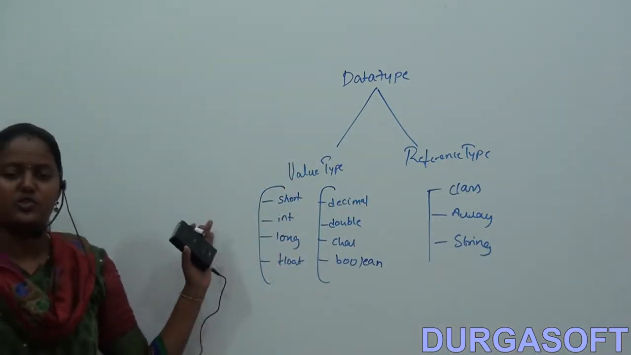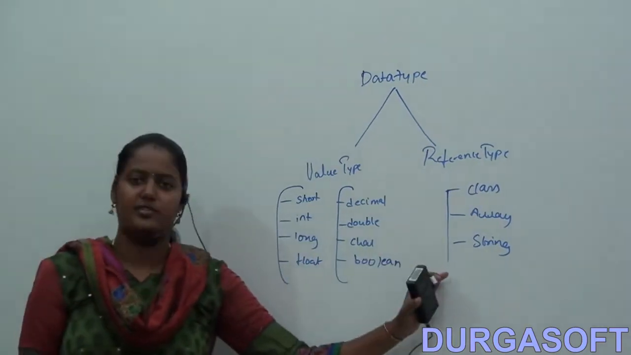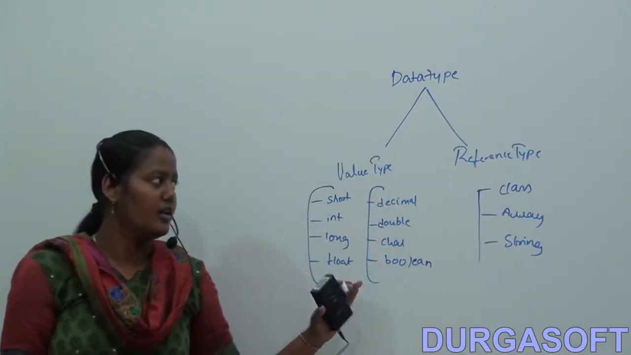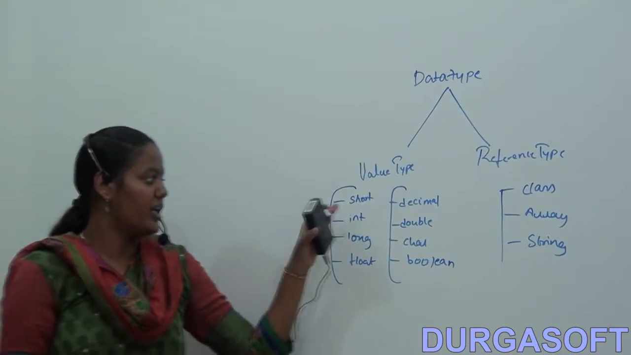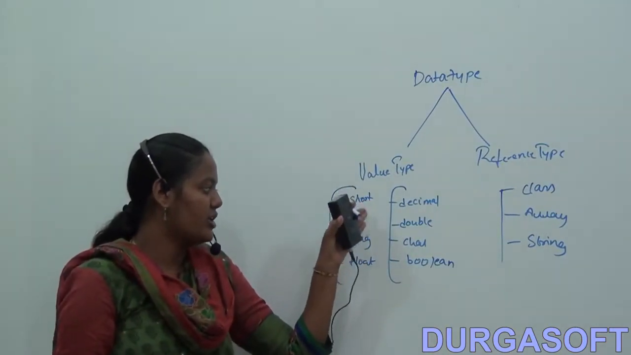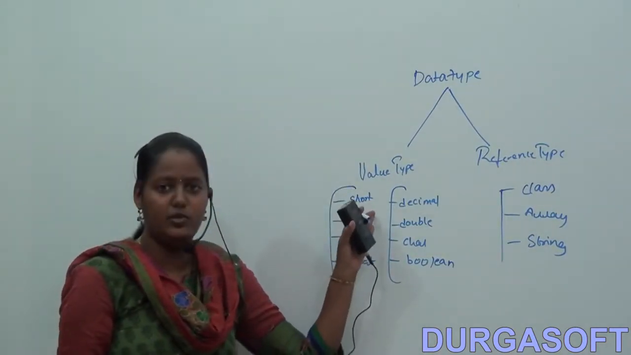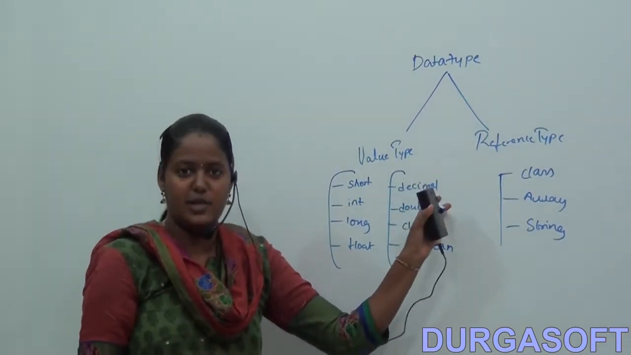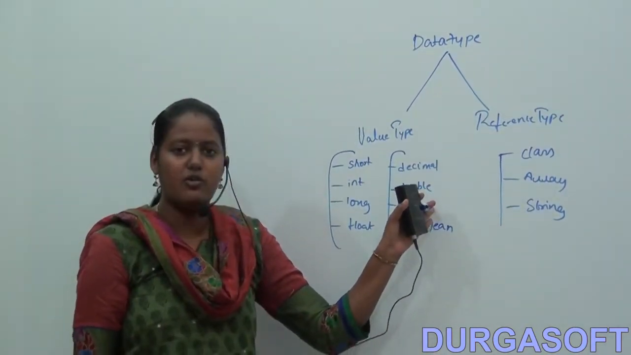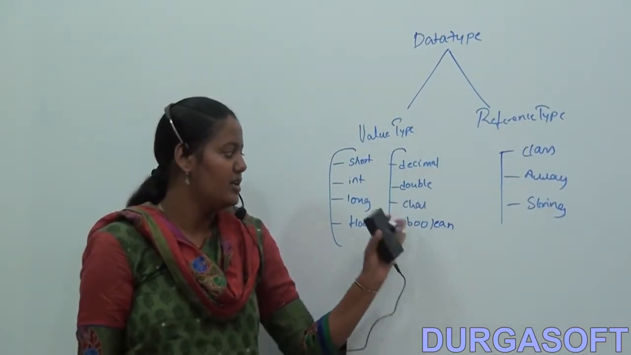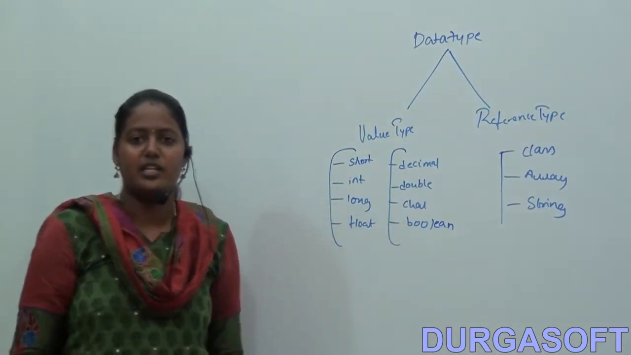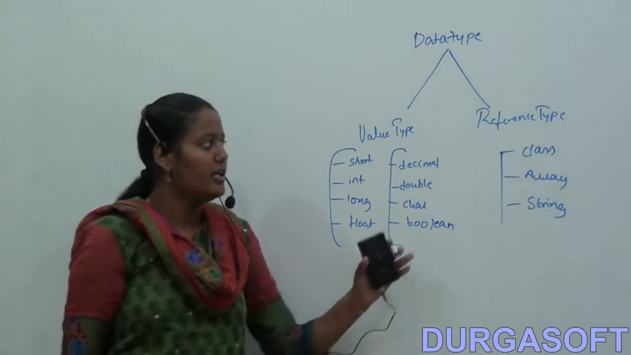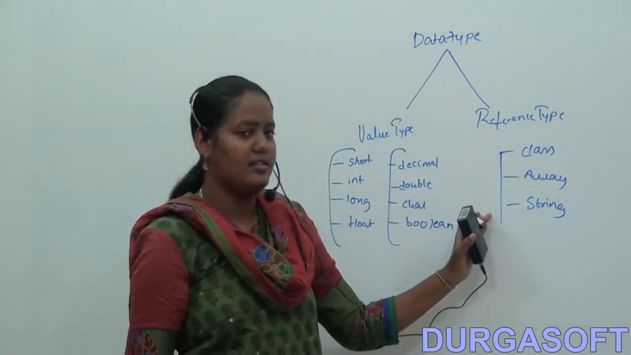Data type is divided into two types, value type and reference type data types. So here, whatever we are going to assign for short, int, long, only numeric values, and for float, decimal, double, we are going to assign the decimal point values, and for char only a single alphabet, and boolean will be either true or false. And reference types are class, array and string.